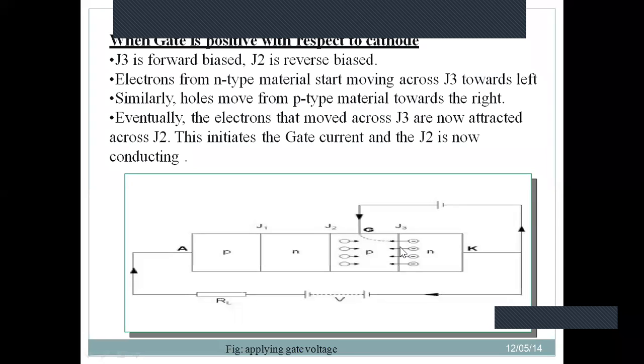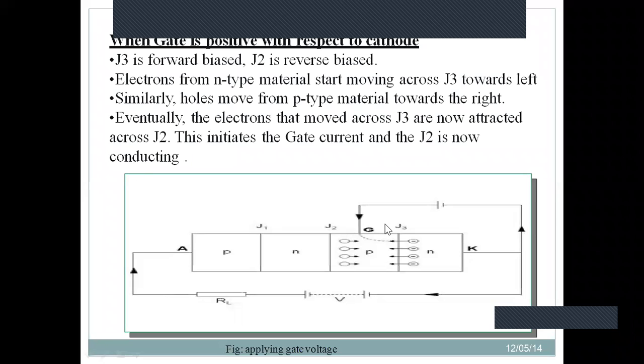They are now at J2, and the gate current is induced such that J2 is also conducting. Earlier, during the forward bias of the SCR, J2 was not conducting, but when I apply the gate voltage, your J2 will also work. J2 will work in the sense what? This junction J2 will break down. So what happens in the forward bias? The positive of the battery is connected to anode and the negative of the battery is connected to cathode.